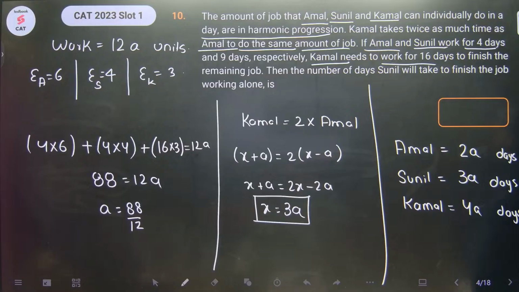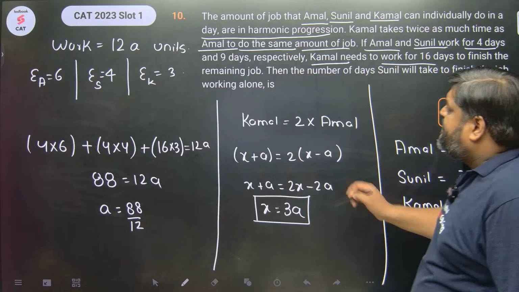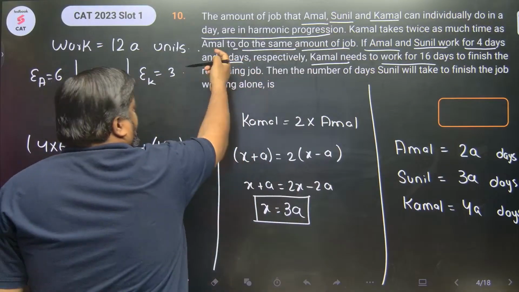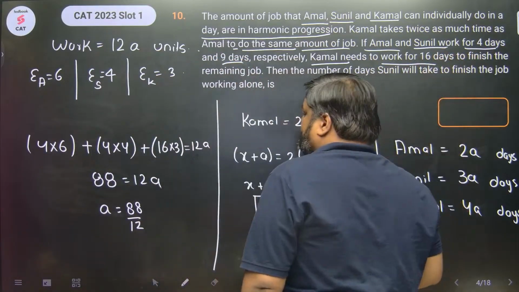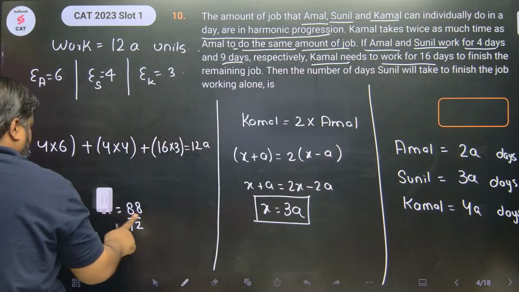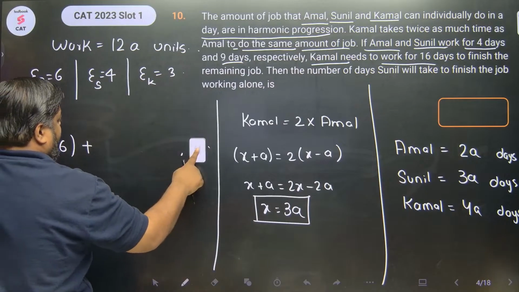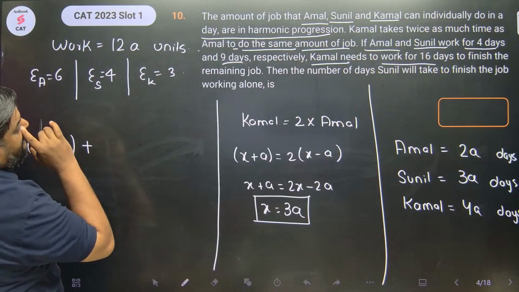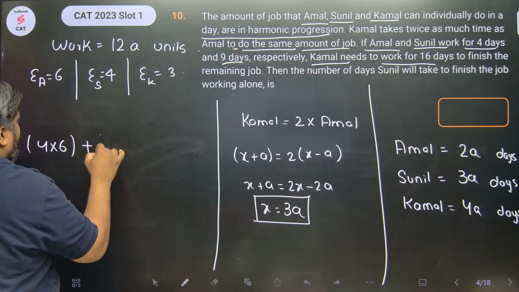Sir, he works for 9 days. Achha, he works for 9 days. I didn't read that properly. Amal and Sunil is working for 4 days. Okay, he is working for 9 days. He is working for 9 days. My bad. So Amal is working for 4 days. Sunil is working for 9 days.